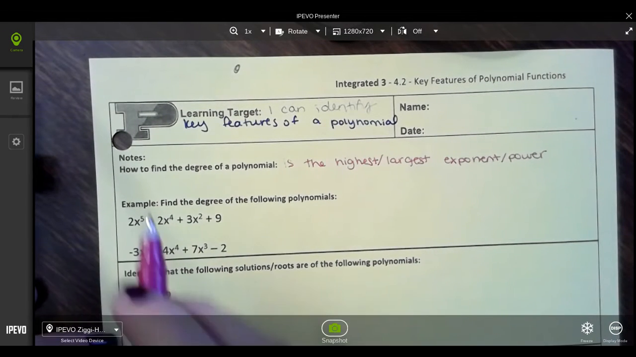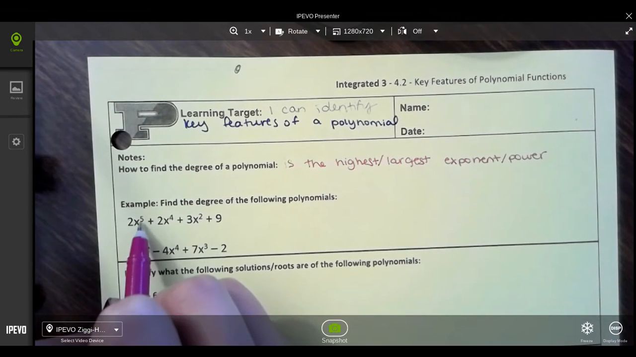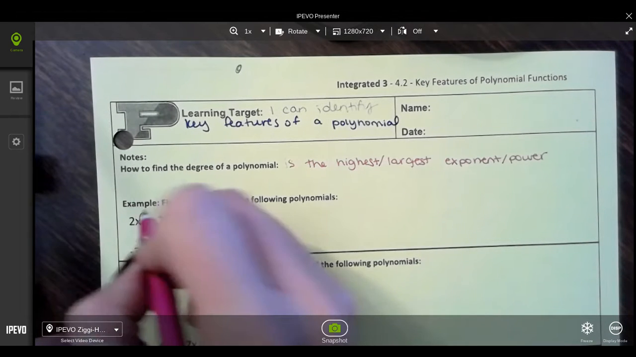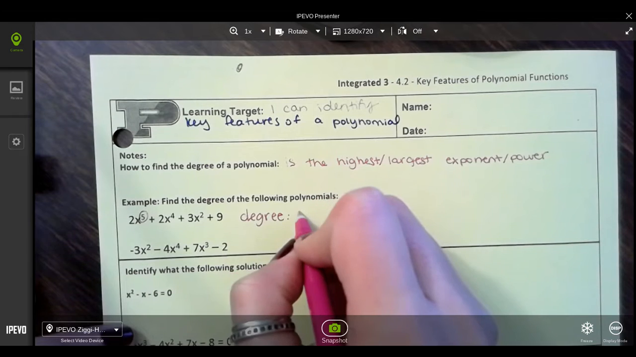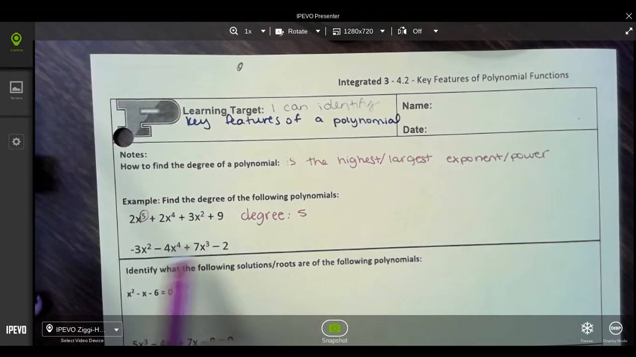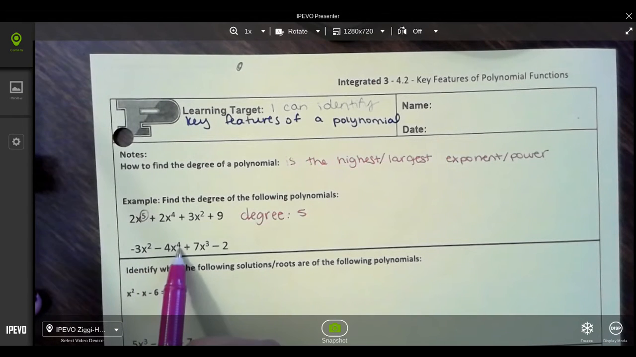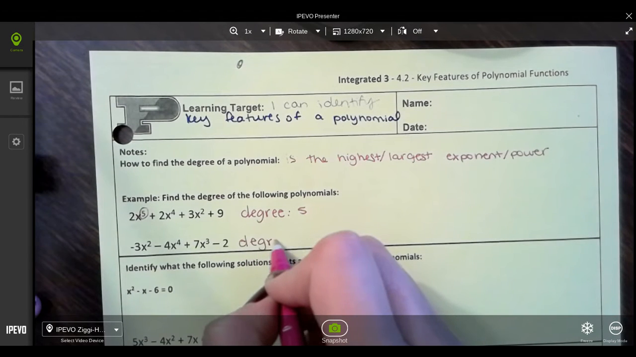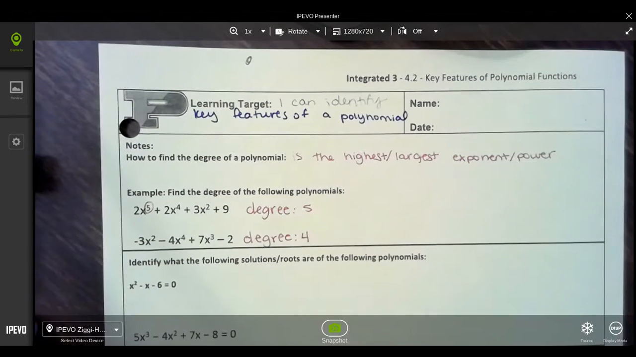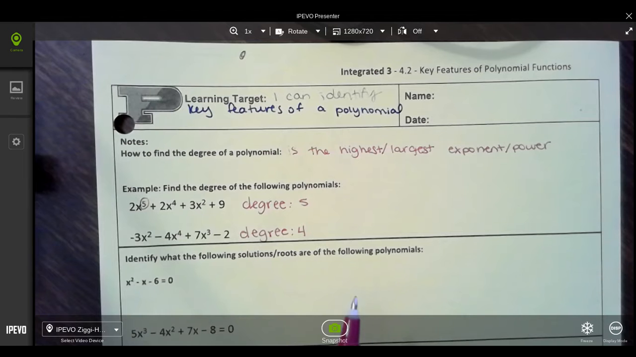Looking at this one right here, I've got all of these exponents, but which one is the highest, which one is the largest? 5 is by far the largest. So the degree is 5. Looking at this one, don't be fooled. Even though 2 is my first term, it is not my highest degree because we have 4 and 3. So 4 is my highest. So my degree is 4.